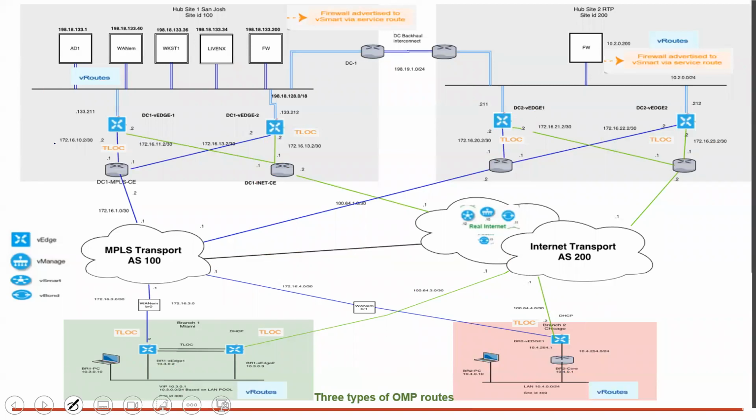I'll log into the device as well, and show you how you can check OMP peers, how you can see TLOC routes, and how you can check the control plane, data plane, tunnels, everything from the CLI, so that you can verify. But before ending the class today, in this diagram, I'll explain all the different types of routes we have in the fabric, and it is actually very easy. You will understand.